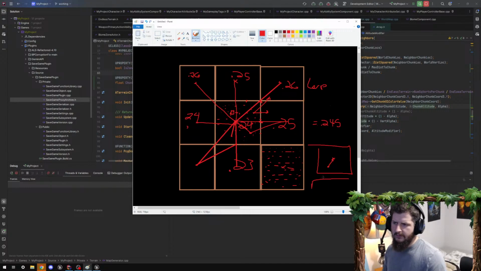x minus chunk x. Oh, I see, that's more difficult. Okay. Yeah, because I think you're just giving me a Pythagorean theorem here, with that equation.